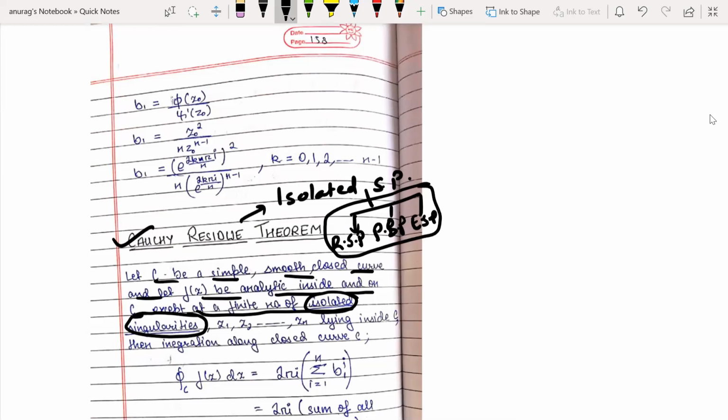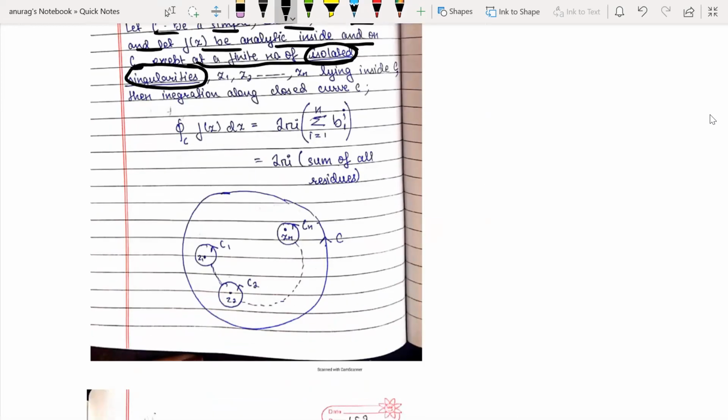So let C be a simple, smooth closed curve and f(z) be analytic inside and on C, except at a finite number of isolated singularities z1, z2, ..., zn lying inside C. Suppose this is a simple, smooth closed curve. Inside it the function is not defined at z1, z2, ..., zn. These are actually your singular points, points where our function is not defined.